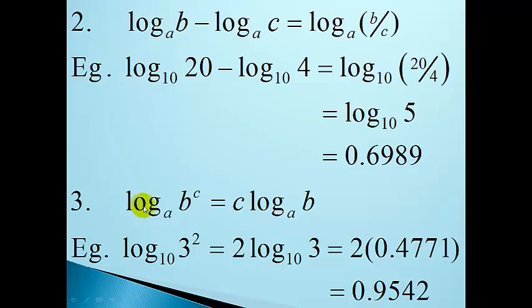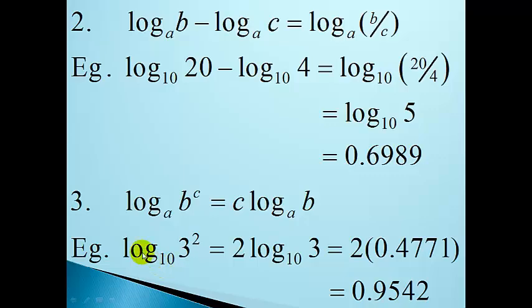So log b exponent c is the same as c log b to the base a. The base of the log remains the same, but the exponent now takes its position before the logarithm. So log b exponent c to the base a is equal to c log b to the base a.